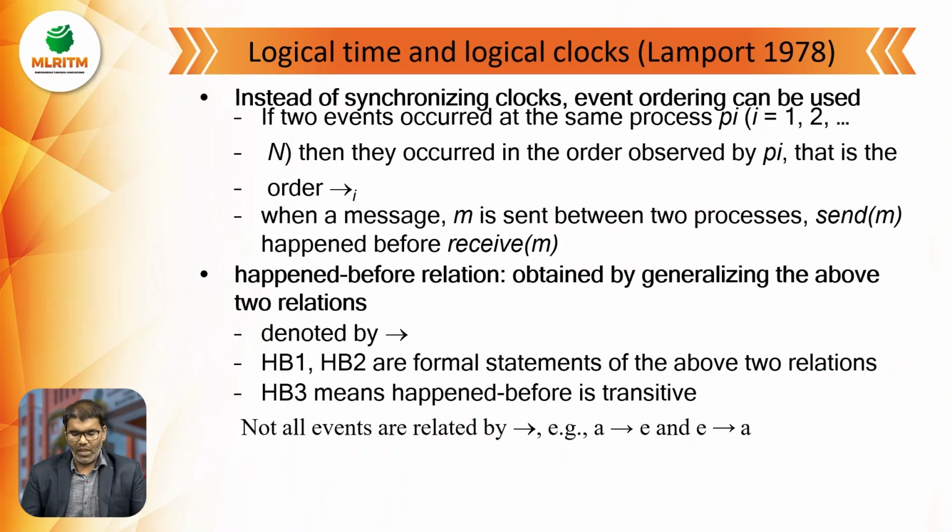HB1 and HB2 are the formal statements of the above two relations. The relation is represented by the arrow, and we have two statements, HB1 and HB2, and the third one is HB3, the transitive property: happened before is transitive.